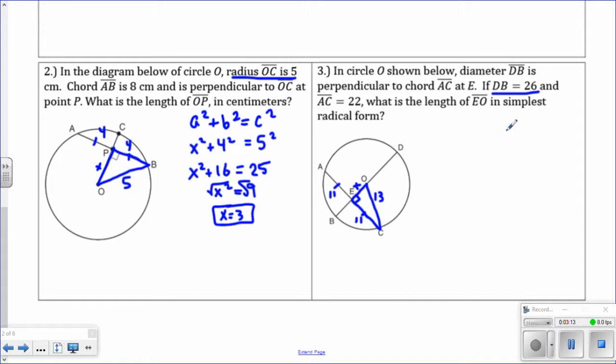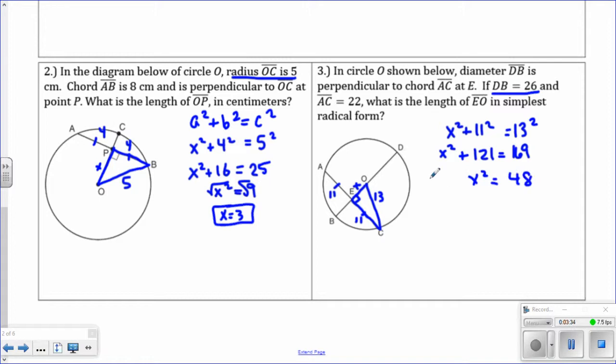Pythagorean theorem again. This time across from the right angle, the hypotenuse, the C is going to be 13, and the other 2 sides are X and 11. So 11 squared is 121. 13 squared is 169. Subtract from both sides, and you're going to have x squared equals 48. And we're going to take the square root.